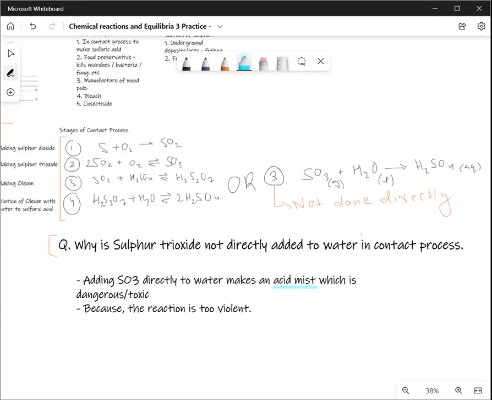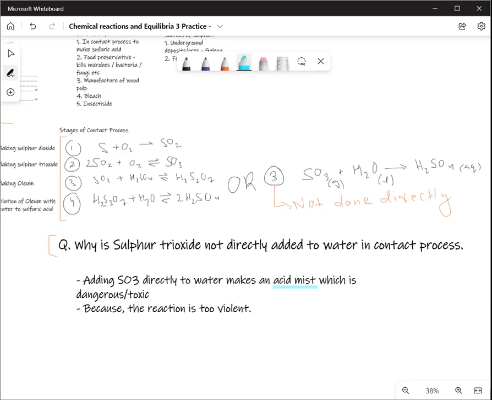So now, can you tell me the meaning of mist? Acid mist. I'll show it to you. Now, have you written the stages of the contact process? That we wrote yesterday itself. Are you sure? I remember you did write it, but okay. Good. So please remember it. Revise it. Now I'll show you what acid mist looks like.